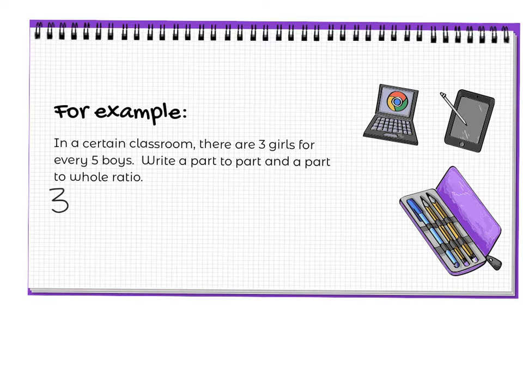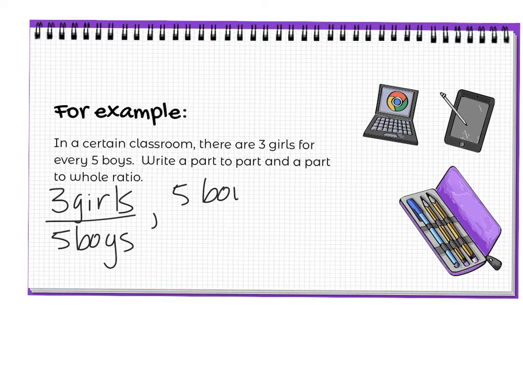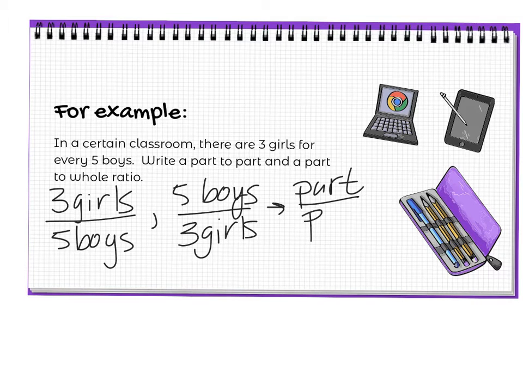I have 3 girls for every 5 boys. Okay. Or I could write 5 boys for every 3 girls. Okay, and these would be part-to-part ratios. Part of the class to the other part of the class.